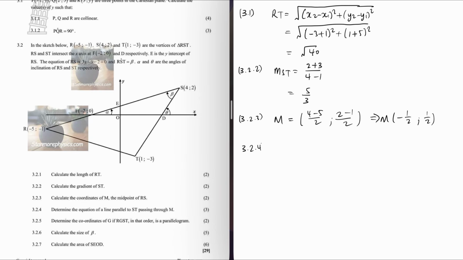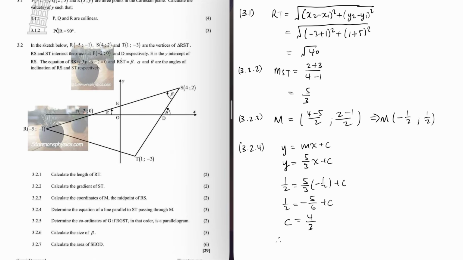Question 3.2.4, determine the equation of a line parallel to ST passing through M. So y is equal to mx plus c. Since it's parallel to ST, it's going to have the gradient of ST. So 5 over 3 x plus c is equal to y. And it passes through M, so M is a coordinate that we can substitute in. So half is equal to 5 over 3 into minus a half plus c. Half is equal to minus 5 over 6 plus c. C is equal to 4 over 3.